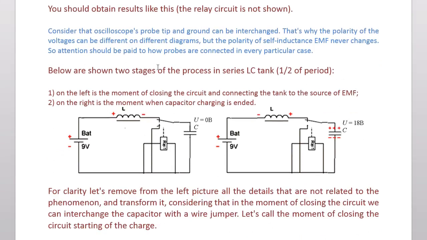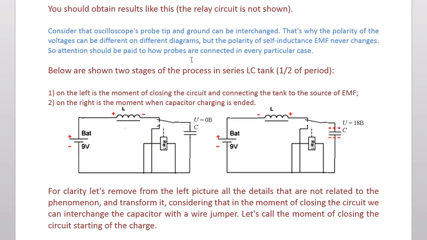Consider that the oscilloscope's probe tip and ground can be interchanged. That's why the polarity of the voltages can be different on different diagrams, but the polarity of the self-inductance EMF never changes. So attention should be paid to how the probes are connected in every particular case.